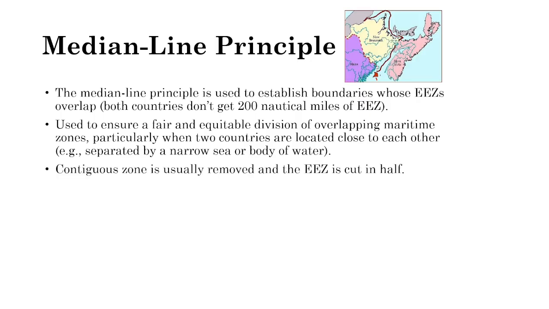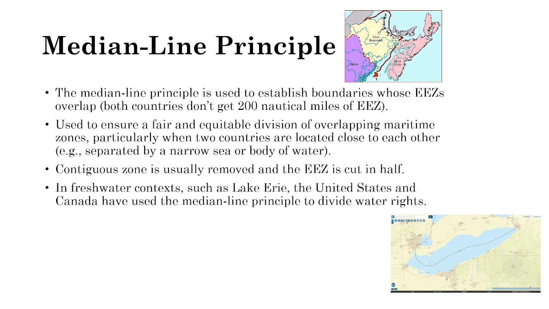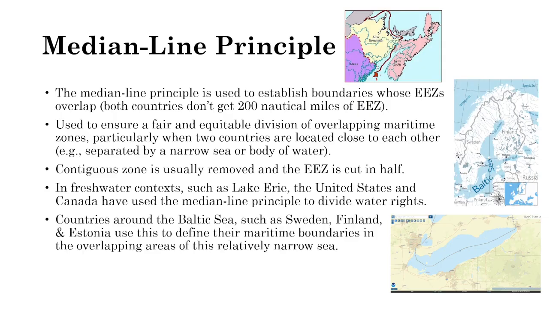And when they do this, they cut the EEZs in half, and the contiguous zone is usually removed. In freshwater contexts, such as with Lake Erie, the United States and Canada have used the median line principle to divide water rights. And then countries around the Baltic Sea, such as Sweden, Finland, and Estonia, have used the median line principle to define their maritime boundaries and the overlapping areas of the relatively narrow sea.